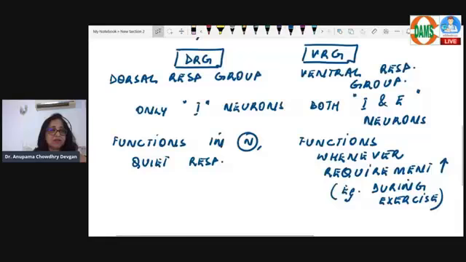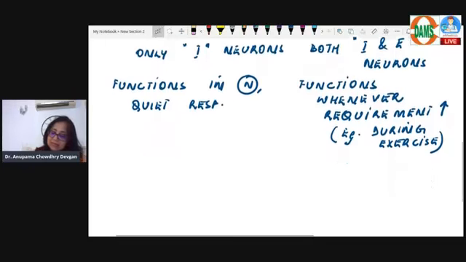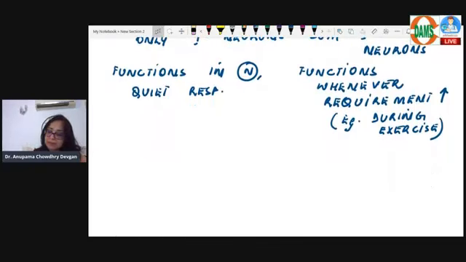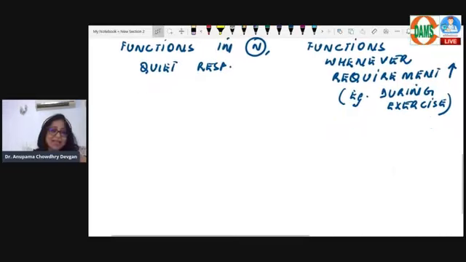So DRG functions in normal quiet respiration. VRG functions whenever the requirement increases. For example, during exercise, VRG will take over. VRG can send impulses for both inspiration as well as expiration. Right? Now, let us see what is the role of DRG and VRG.